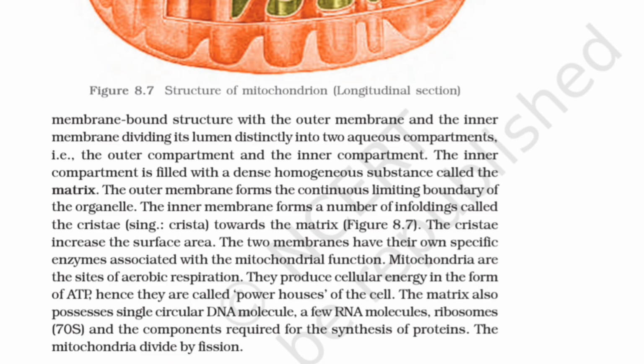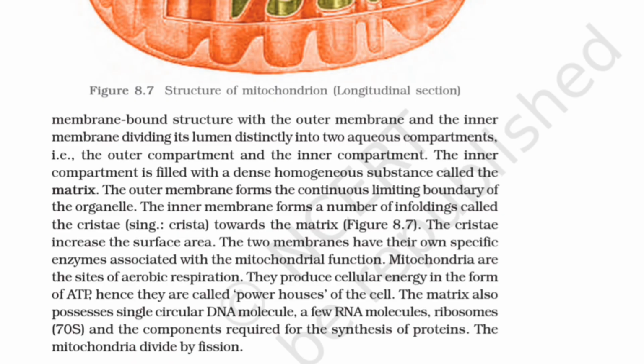The inner membrane forms a number of infoldings called the cristae (singular, crista) towards the matrix. The cristae increase the surface area. The two membranes have their own specific enzymes associated with the mitochondrial function.